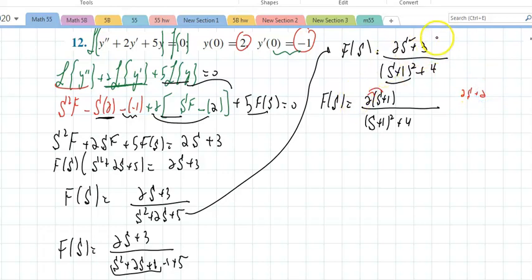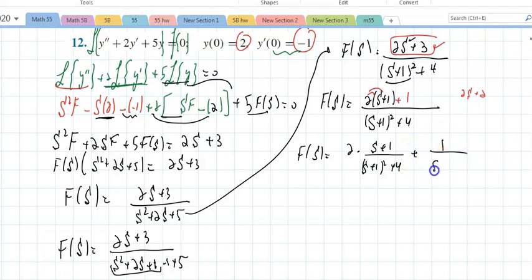And I can't change the problem. So what must I add to this to make it 2s plus 3? Isn't that a plus 1? If you distribute that 2, 2s plus 2 plus 1 is 2s plus 3. And I will split them up because those are never together. 2 times s plus 1 over (s plus 1) squared plus 4, plus 1 over (s plus 1) squared plus 4.